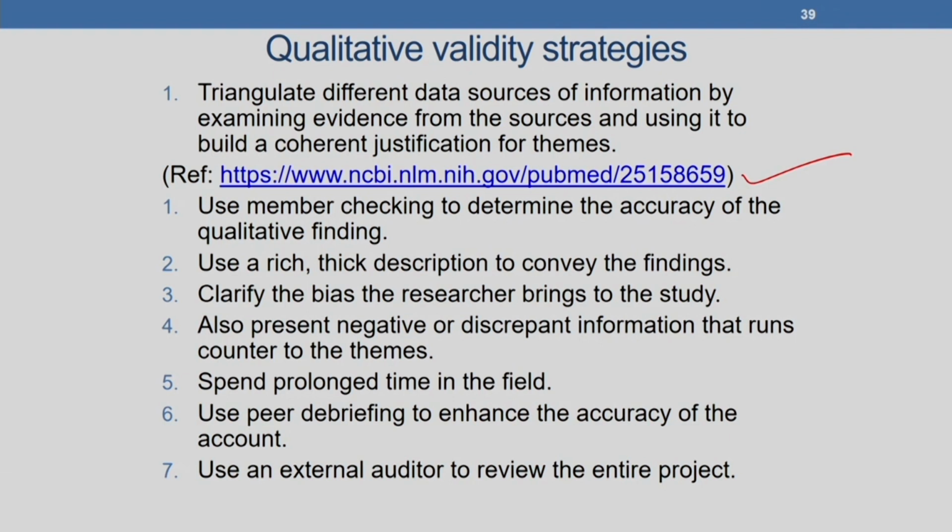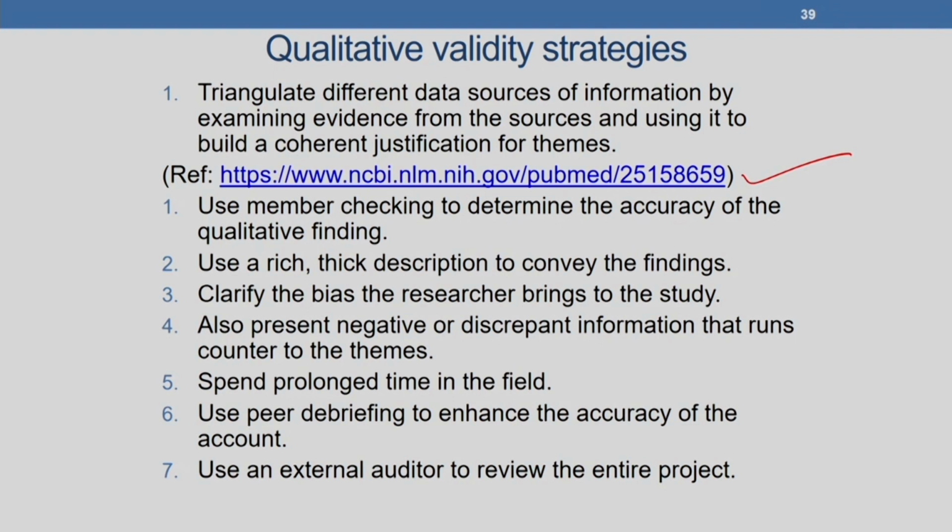So, what are the different things to keep in mind when we are testing for validity? We use member checking to determine the accuracy of the qualitative finding. We use a rich, thick description to convey the findings. We clarify the bias the researcher brings to the study.